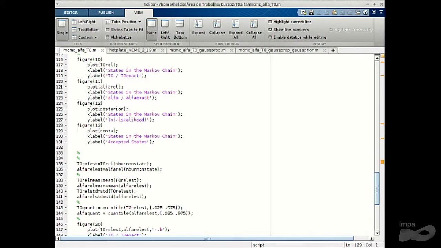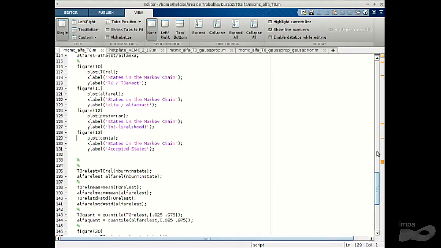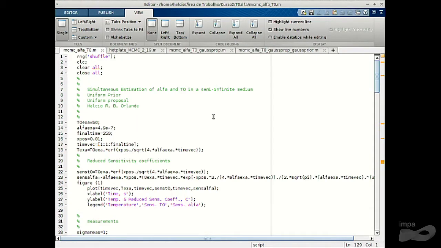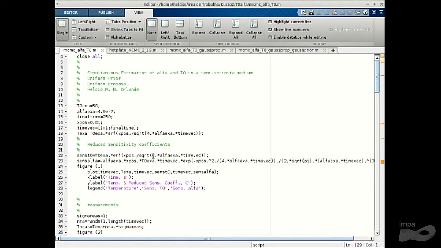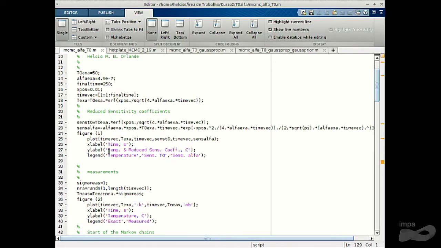Okay, so let's take a look at this Matlab code, where here we have the exact values that are used to generate simulated measurements in a final time of 250 seconds, and the measurement position is 10 millimeters below the surface. So this is the exact temperature, the exact solution. This is the computation of the sensitivity coefficients, which are analytical, and then we have a plot here of the sensitivity coefficients and of the exact temperatures, okay?